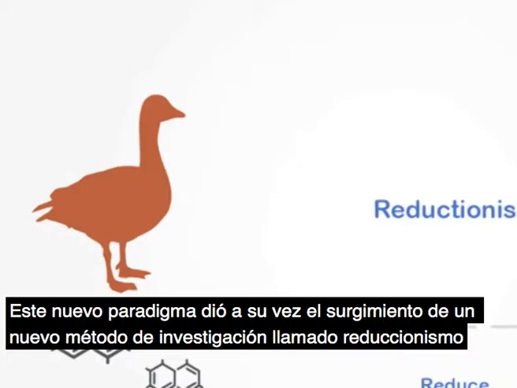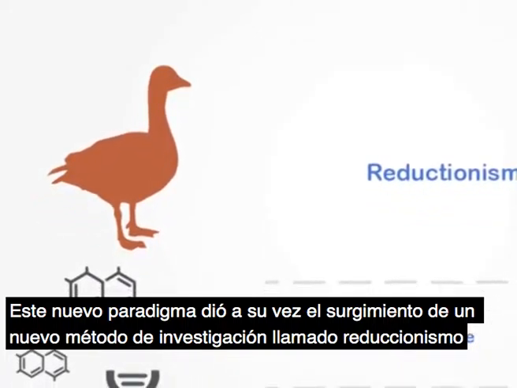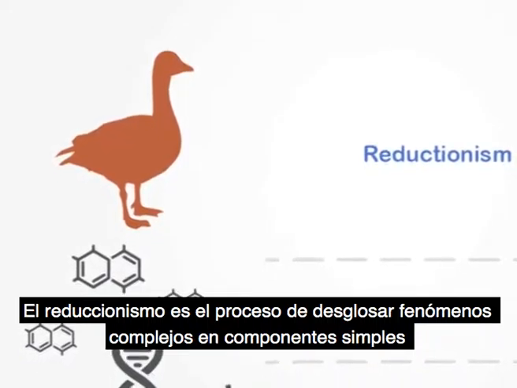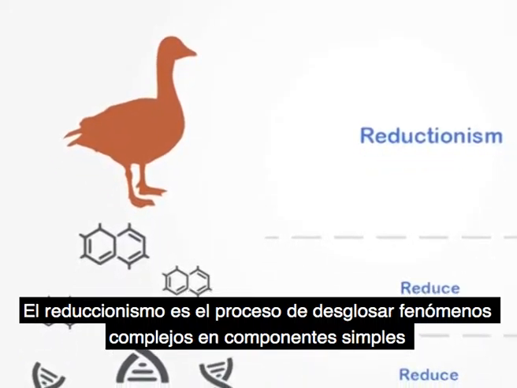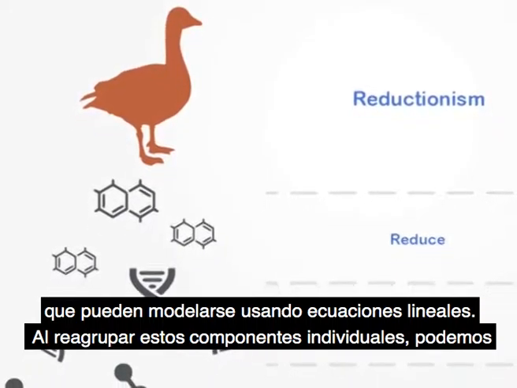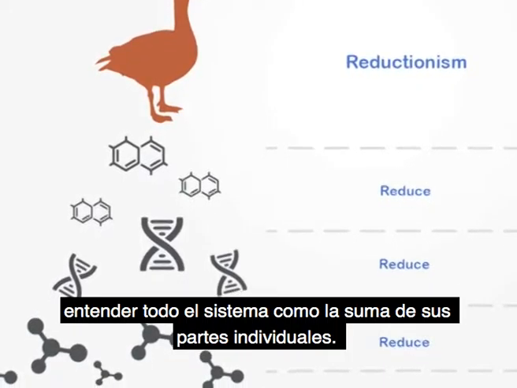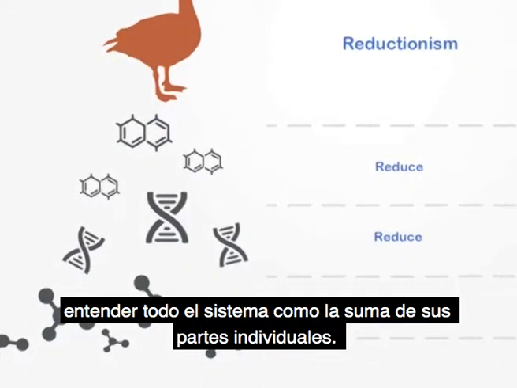This paradigm in turn gave rise to a new method of inquiry called reductionism. Reductionism is the process of breaking down complex phenomena into simple components that can be modeled using linear equations. By then reassembling these individual components, we can understand the whole system as simply the sum of its individual parts.